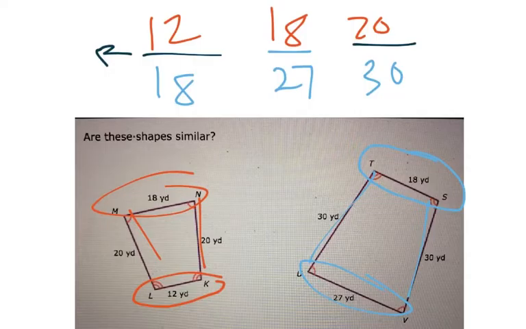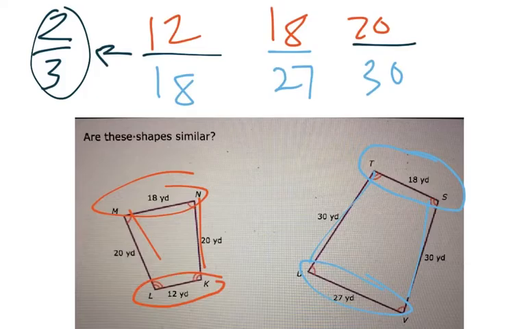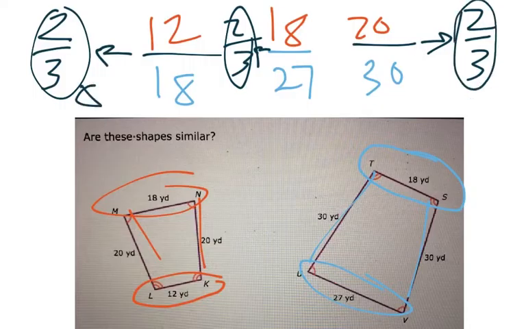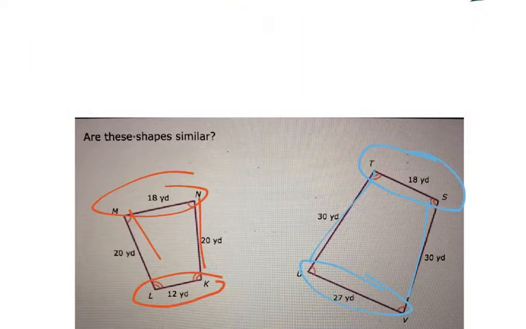So 12 over 18, we can divide them both by 6, and we get 2 over 3. 18 and 27, we can divide both by 9, get 2 over 3, so we're good so far. And 20 over 30, you can divide each of those by 10 and get 2 over 3. So, check it out. 2 over 3, 2 over 3, 2 over 3. That is the similarity ratio, and it matches for all sides. So we can say these two shapes are similar.